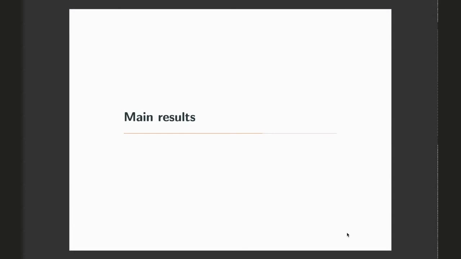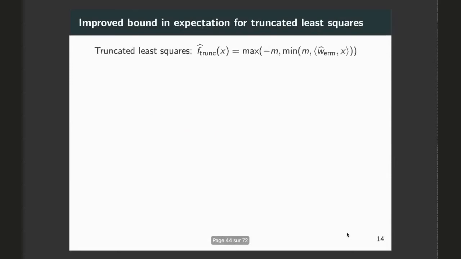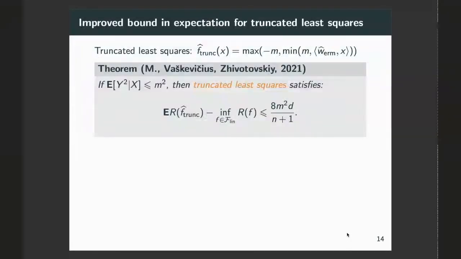Okay, so now I will talk about our main results. There are three. The first one is about the same estimator as before, so truncated least squares. This is our bound. We have the same procedure under the same assumption, but the bound we have is closer to what we wanted. We have a bound on the expected excess risk of order d over n.